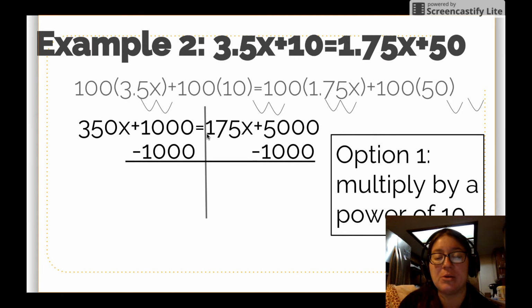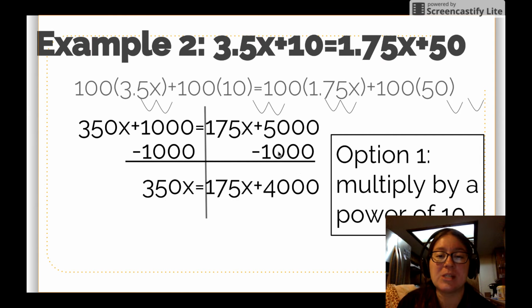Usually what I've done in the past when it's variables on both sides, notice there's variables on both sides, I started with the variables, but since these numbers are so easy, I'm just going to get them out of the way and subtract both sides by 1,000. 5,000 minus 1,000 is 4,000. Positive 1,000 and negative 1,000 cancel out. Bring down 350x, bring down 175x. Now I've got variables on both sides.